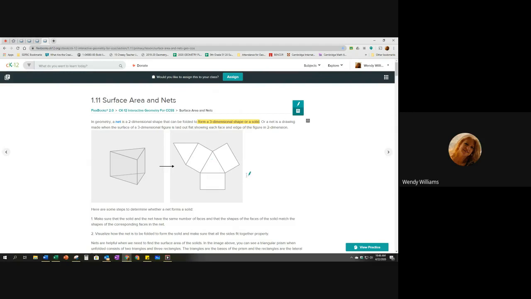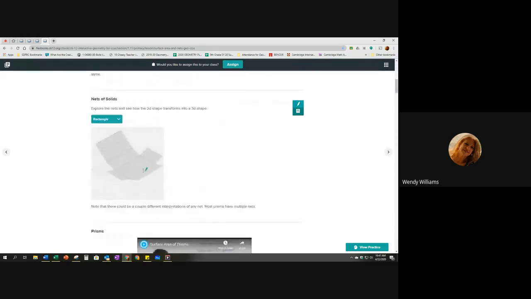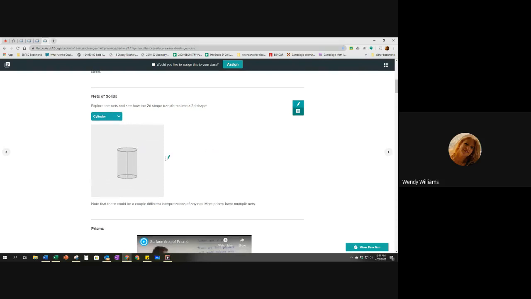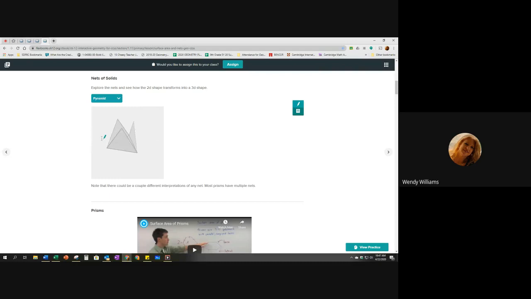But as you read through this, I want you to note that you can click on and change the different nets. So you can see what these nets look like. Again, two bases, a circle and a circle. When you open it up, the sides look like a rectangle, but when it's closed, it's circular. Well, circles cannot be polygons, so therefore cylinders are not polyhedrons, but they are cylinders. And you can go through the different shapes and figure out what is the difference between triangular pyramids and triangular prisms.